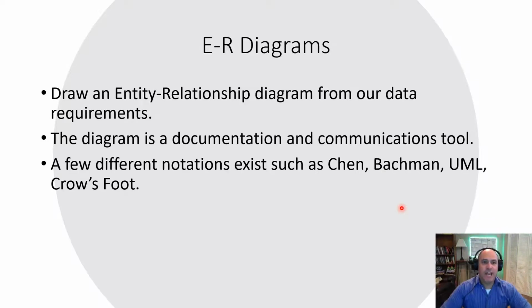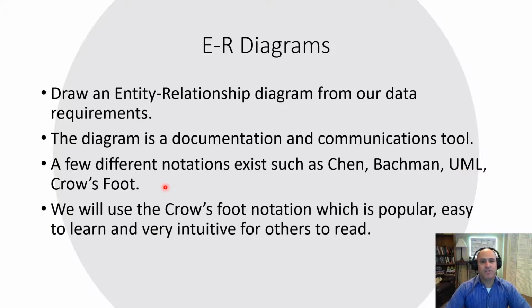There are a few different notations you can use when drawing ER diagrams, such as the Chen notation, the Bachman notation, unified modeling language class diagrams, and crow's foot notation. We're going to use crow's foot notation because it's popular. A lot of the DBMS tools use it. It's easy to learn. It's very intuitive for others to read and understand. It's a really good notation to use for ER modeling.